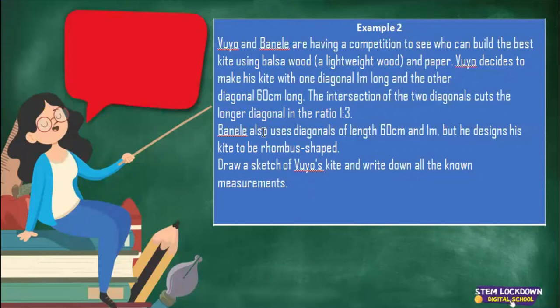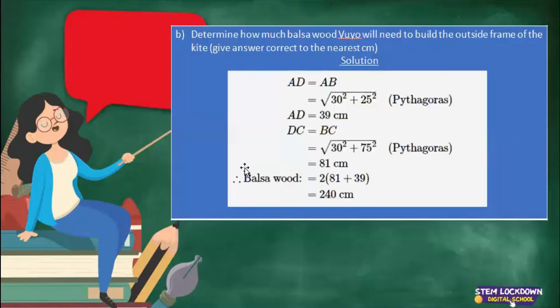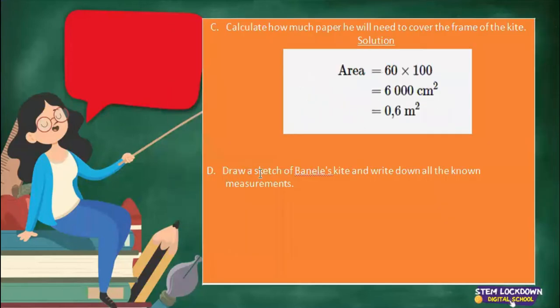Okay, so again, Bannerless also uses diagonals of length 60 centimeters and 1 meter, or 100 centimeters. But he makes a different design. Instead of making it in the form of a kite, he makes his kite rhombus shaped. Now the question is, draw a sketch of Bannerless's kite and write down all the known measurements.